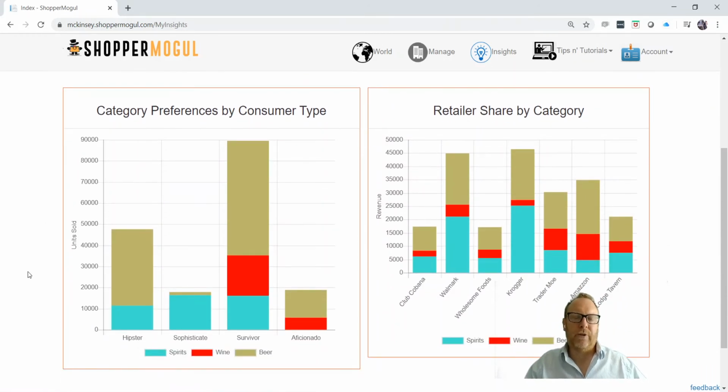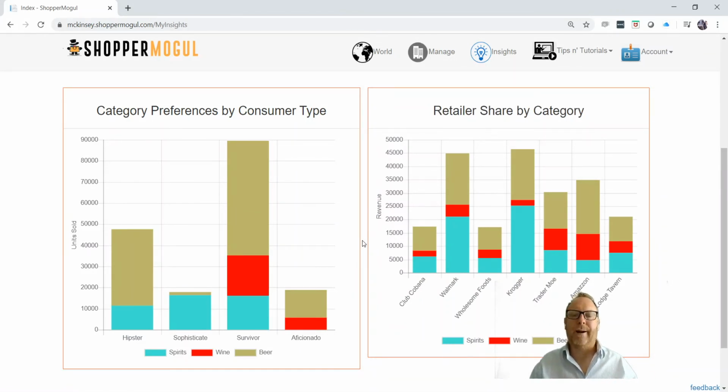So the category data, the two things you've got here is a breakdown of which type of consumer. When we did the consumer segmentation, we saw the 4 different consumer types. Well, here we can see what categories each of those consumer types is purchasing. Again, we can see in the game, at least at this stage, survivors are the largest single consumer segment, but very different mix of products for different consumers.